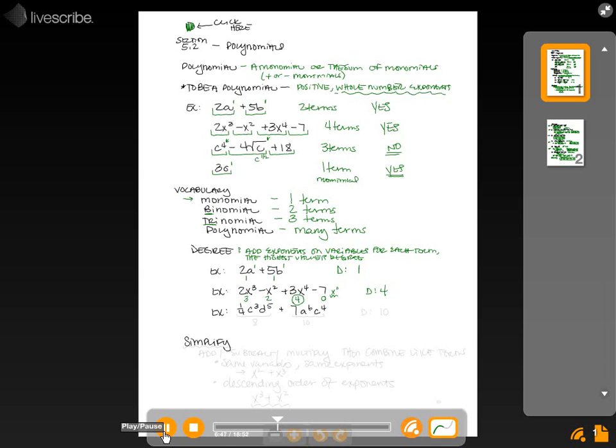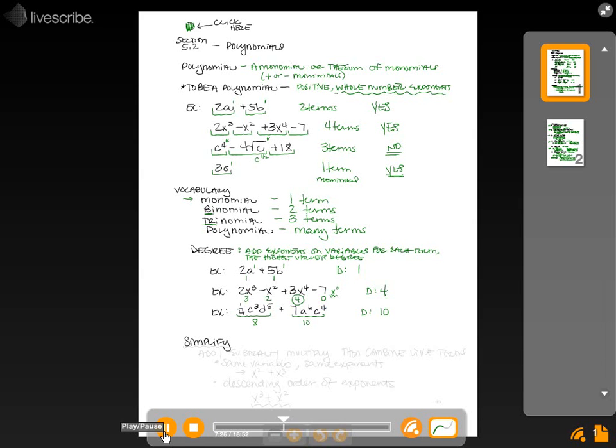Last example, notice we have more than one variable in each one. First term is 1/4 c cubed d to the 5th plus 7a to the 6th c to the 4th. If we've got more than one variable, we need to add all the exponents together. So for this first term, we got to add the 3 and the 5, and we would get 8. On the second term, we have to add the 6 and the 4 because those are the exponents on our variables, and we would get 10. Now for the degree, we want the biggest value. Well, 10 is the bigger one, so the degree on that last example is 10.